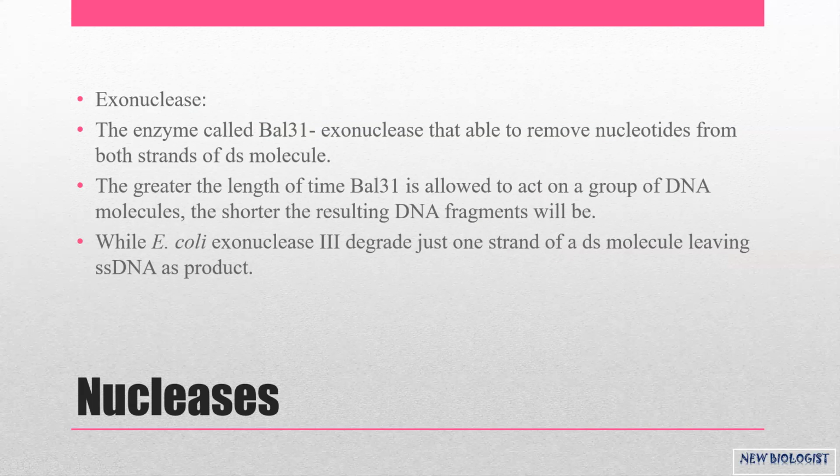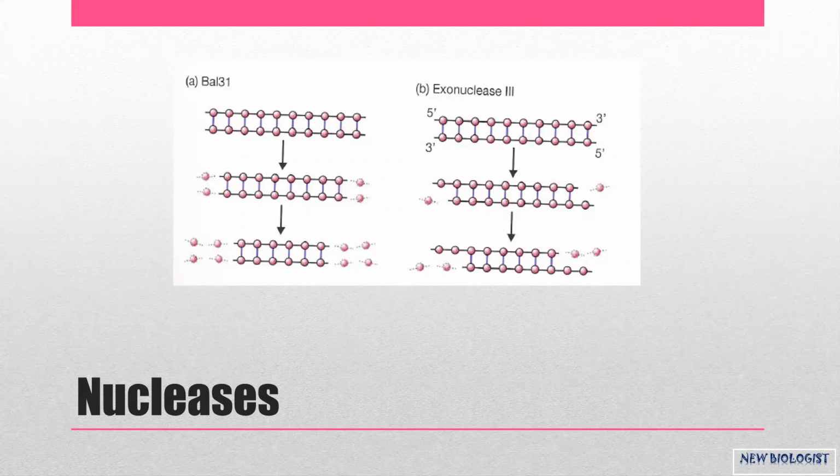There are two important exonucleases. One is BAL31, another is E. coli exonuclease III. What are their activities? BAL31 is well known for its exonuclease activity from the ends. It is going to cut the DNA from the ends. While exonuclease III has the characteristic that it is going to cut one nucleotide at a time from the 3 prime end. Yes, here you can see the 3 prime end, and the other strand is going to remain hanging. So it becomes like a single-stranded DNA.